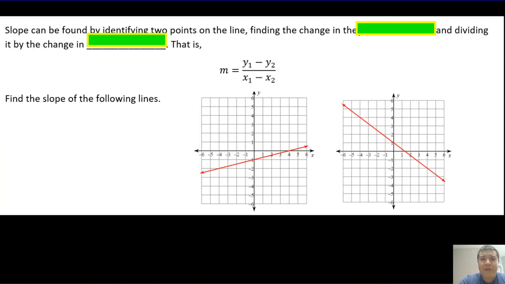Slope can be found by identifying 2 points on the line, finding the change in the y-coordinates, and dividing it by the change in the x-coordinates. That is, m, which is again slope, is y1 minus y2 over x1 minus x2. And here's what we mean by that. We're going to find 2 points on each one of these. First of all, we know that this one's going to be positive because it goes up from left to right. This one's going to be negative.